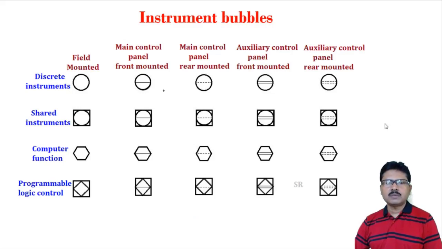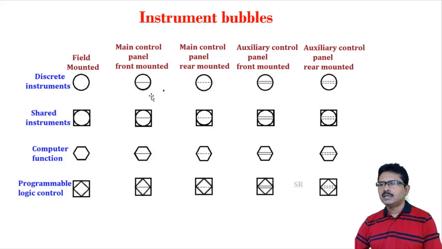Next, these are the different symbols of instrument bubbles. This is just a circle which indicates a discrete instrument, and this is normally located in the field, and if the instrument has a display, that is only accessible locally. There is a circle inside the square. This is a shared instrument, which might function as a display or as a controller or both. Hexagonal shape is a computer function, and this acts as a controller. Diamond shape inside the square is the symbol of a programmable logic controller.